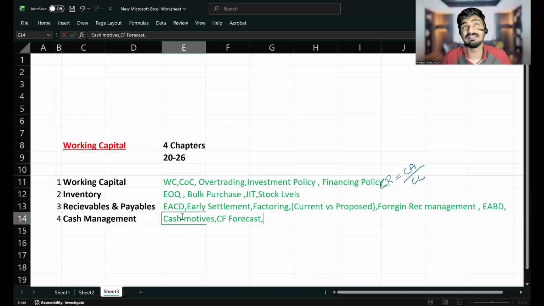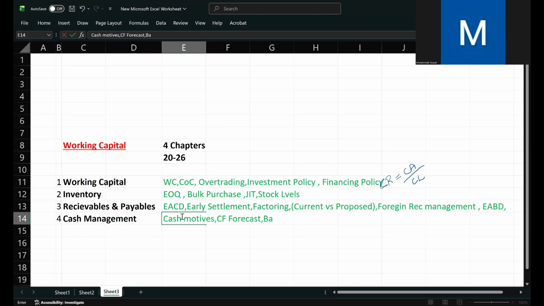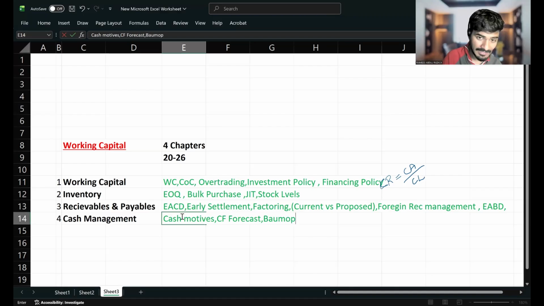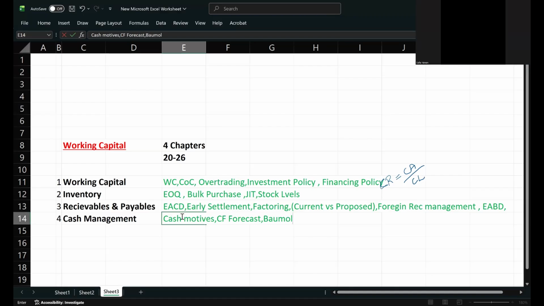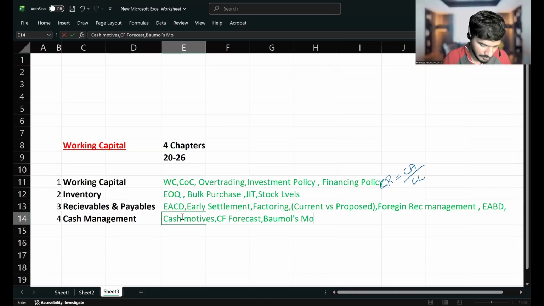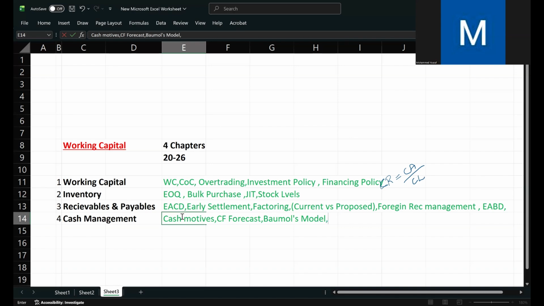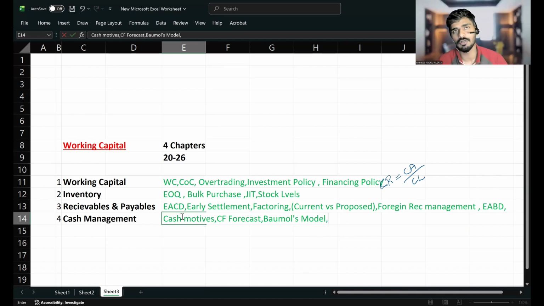And there are two models named after certain scientists that you have to learn in working capital: Baumol's model and the Miller-Orr model. Baumol's model is based on transaction cost and EOQ, economic order quantity. It's a similar kind of equation like EOQ.